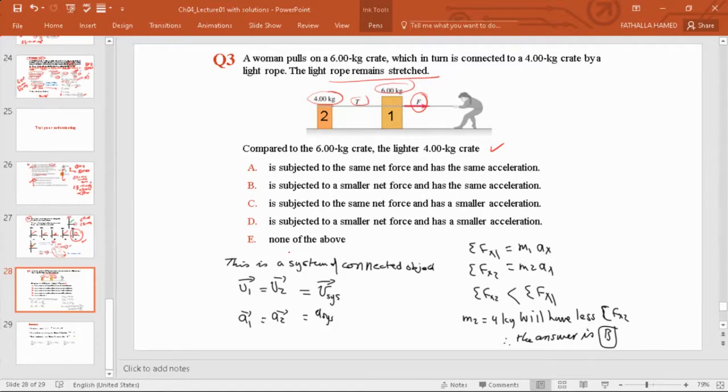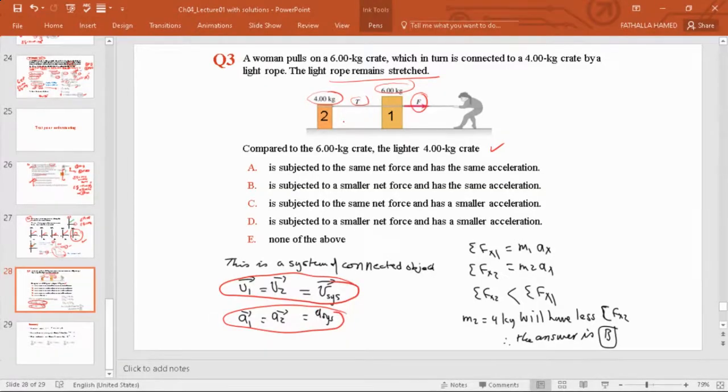Now, the way you look at this is a system now. And they tell you that the cable here is stretched. That means both of these masses are moving with the same velocity. It's a system. So they move with the same velocity. And if they're moving with the same velocity, they must have the same acceleration as well. And that's the acceleration of the system.